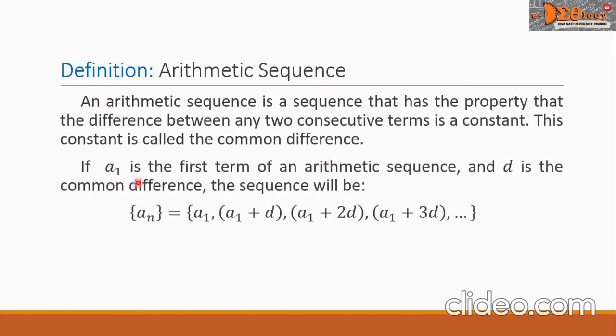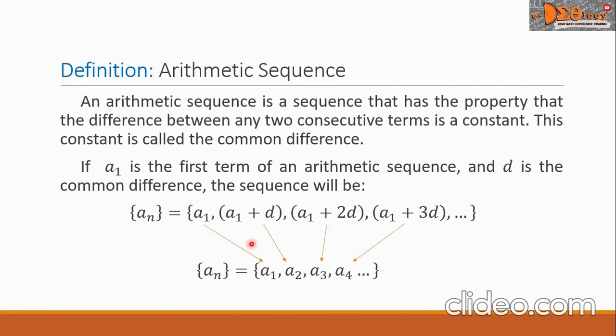If a sub 1 is the first term of an arithmetic sequence and d is the common difference, the sequence will be like this. A sub n equals, the elements are a sub 1 as the first term, the second term is a sub 1 plus d, the third term is a sub 1 plus 2d, the fourth term is a sub 1 plus 3d, so on and so forth.